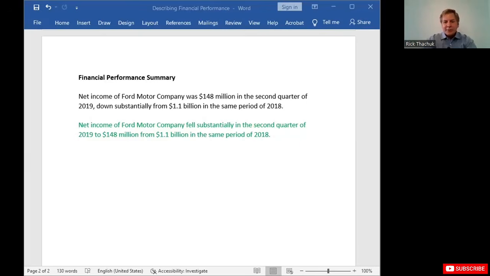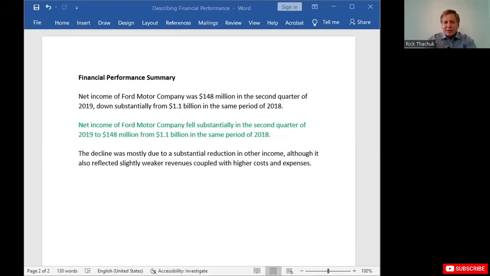Now we need to talk about the substantial decline in other income, and then what happened in total revenues and total expenses. And I think I'm going to combine all of that into one sentence. Let's take a look at what I wrote. There is the one sentence. The decline was mostly due to a substantial reduction in other income, although it also reflected slightly weaker revenues coupled with higher costs and expenses.